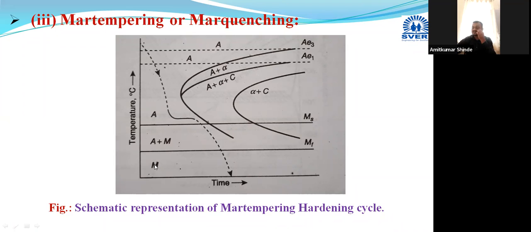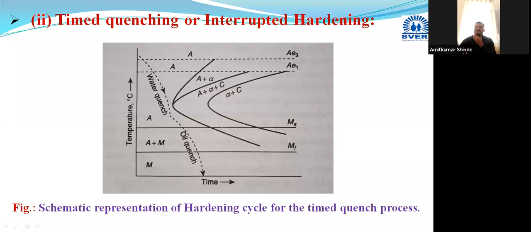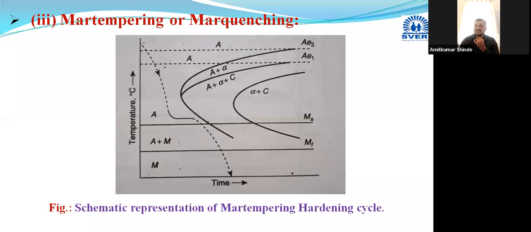Then the next type of hardening after timed quenching. Here I have drawn on the TTT diagram, superimposing the Mar tempering. This is the Mar tempering cooling cycle. I am not showing the heating and holding cycle here: heating, then holding, and after that this cooling cycle.